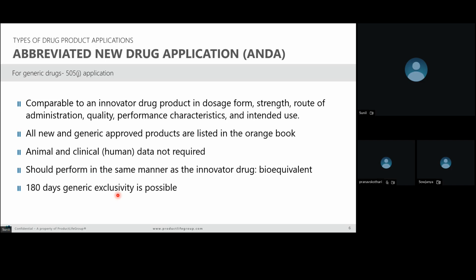Sir, can I know more about this? Because without having any product, we can't get the generic exclusivity. So how can we challenge? What does challenge mean, in what regard?